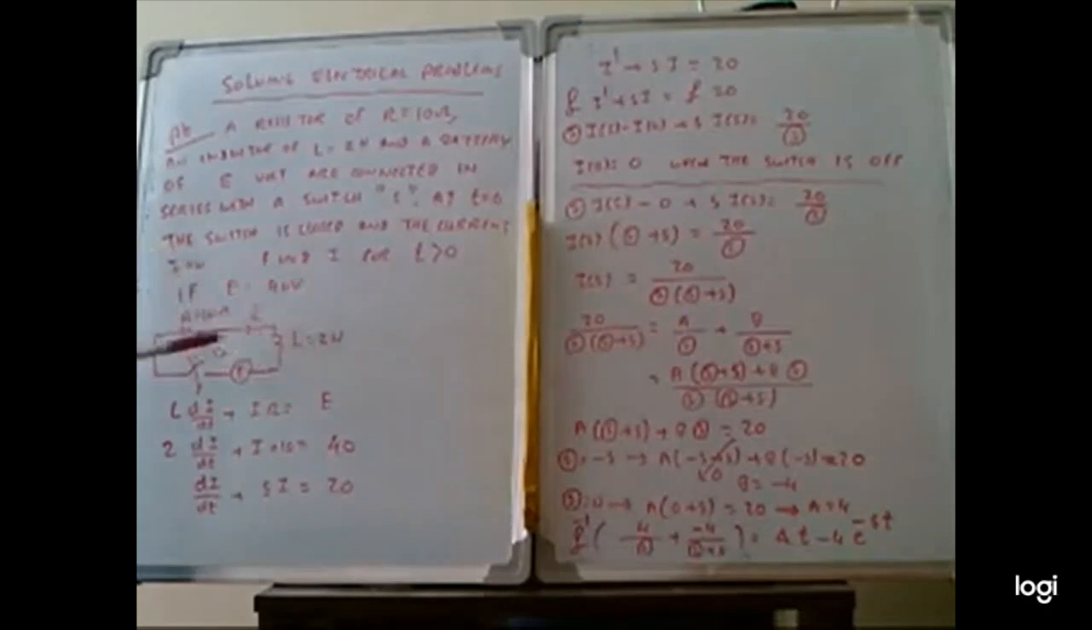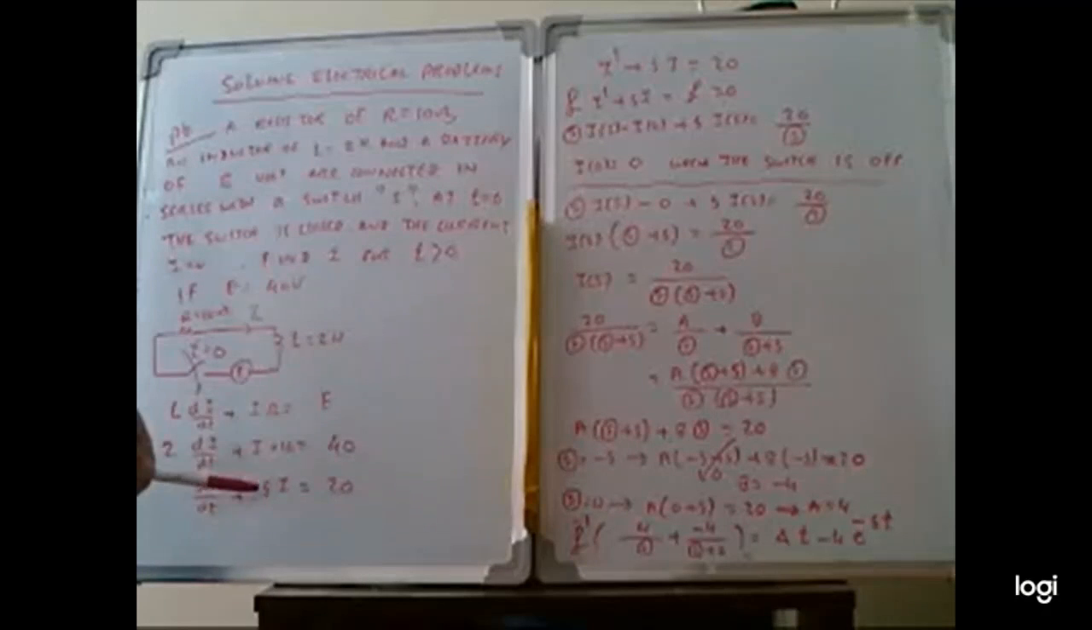Voltage across the inductor is L di by dt, and voltage across the resistor is R into I. So L di by dt plus RI is equal to E. In this case, L is our inductance value, 2 Henry, di by dt, current I, resistance is 10. So this will become 2 di by dt plus 10I is equal to 40.